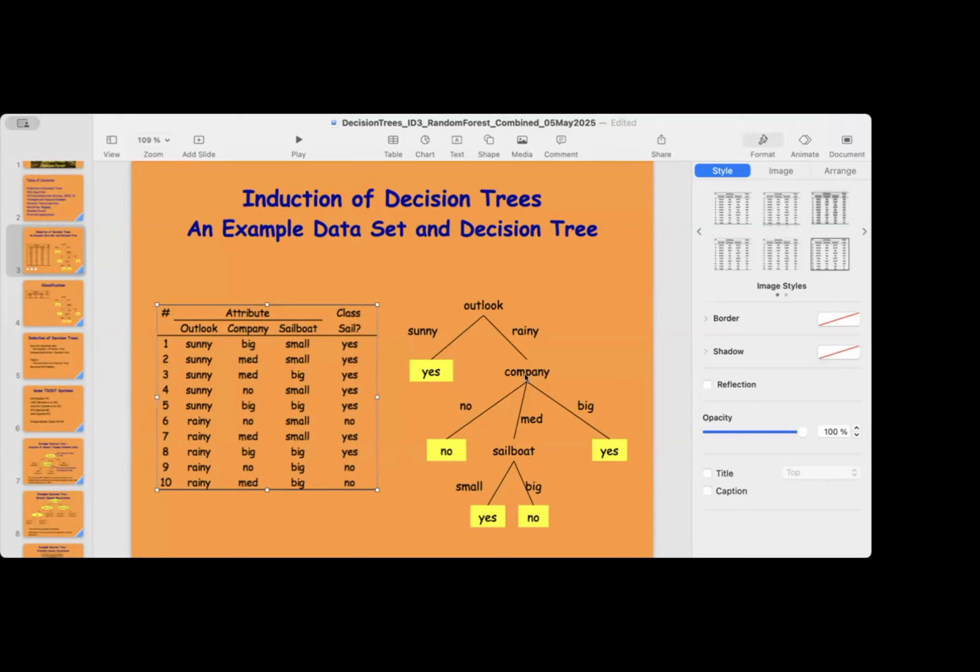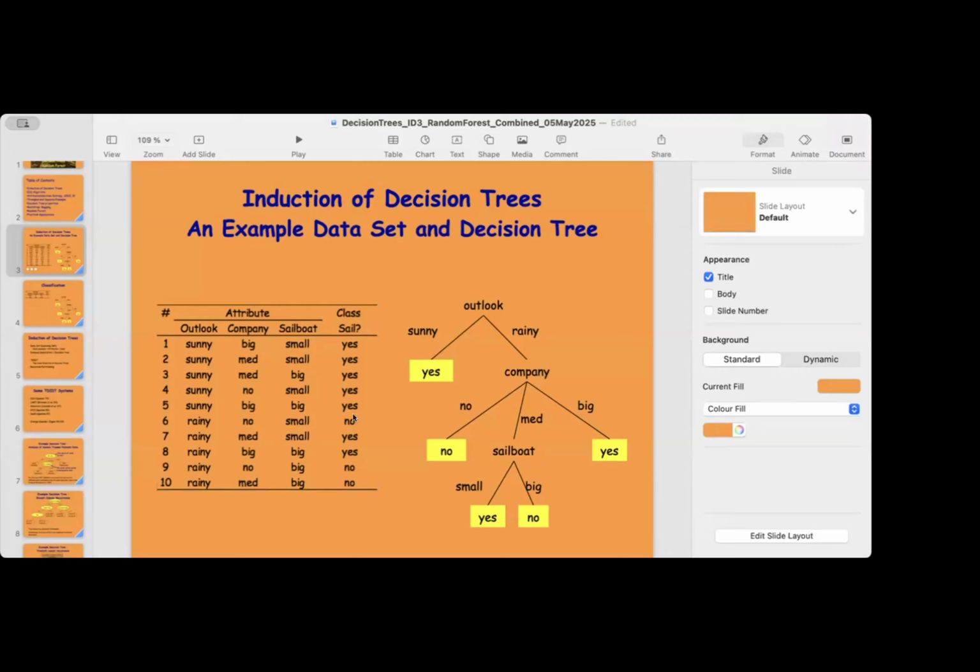We have chosen the company. If company is equal to no, then the class is no. And we have a leaf. This means all of the objects in the subtree of the rainy property that have a value equal to no for the company attribute also have a no for the class. So we have a leaf here. No company, answer is no.